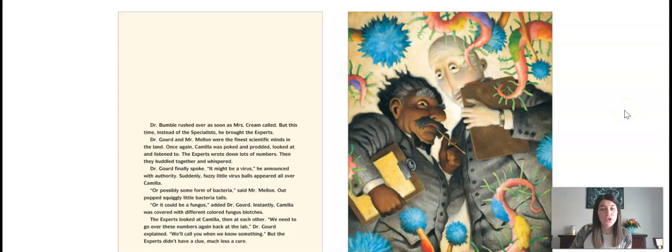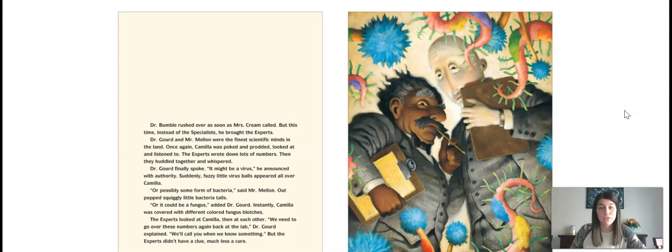Dr. Bumble rushed over as soon as Mrs. Cream called. But this time, instead of the specialists, he brought the experts. Dr. Gourd and Mr. Mellon were the finest scientific minds in the land. Once again, Camilla was poked and prodded, looked at and listened to. The experts wrote down lots of numbers. Then they huddled together and whispered. Dr. Gourd finally spoke. "It might be a virus," he announced with authority.